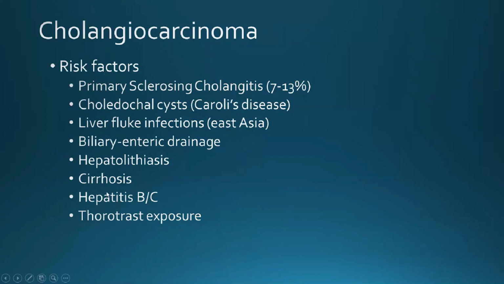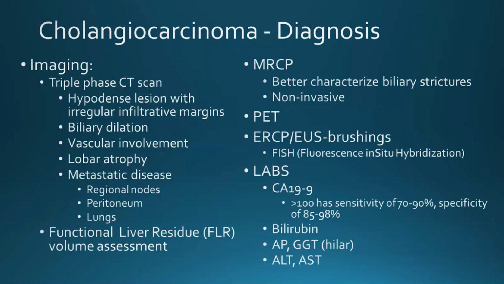Again, any kind of inflammatory condition of the liver, like infection with hepatitis B and C, can potentially increase the risk of cholangiocarcinoma. And this is a very common major risk factor: Thorotrast exposure, which can increase the risk of different kinds of cancer, but cholangiocarcinoma also is another common cancer. So how do we diagnose it?